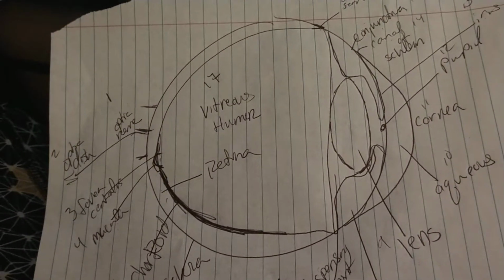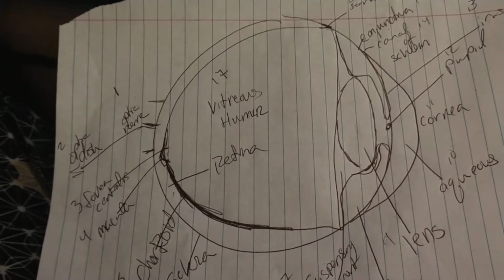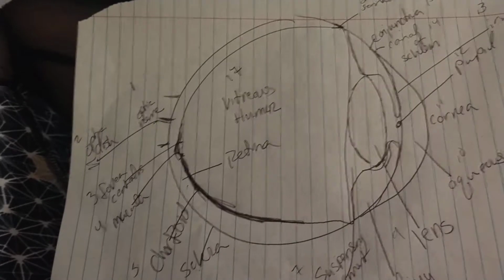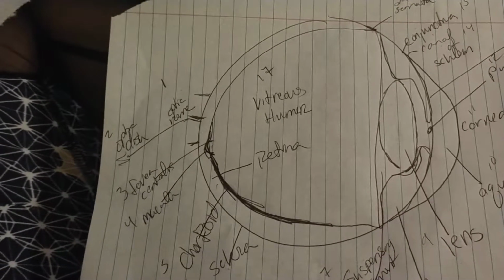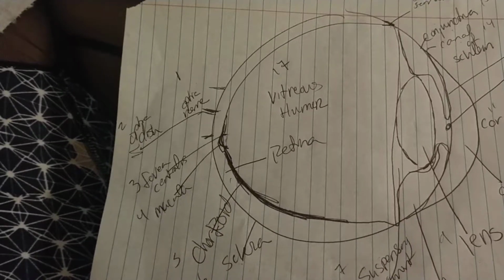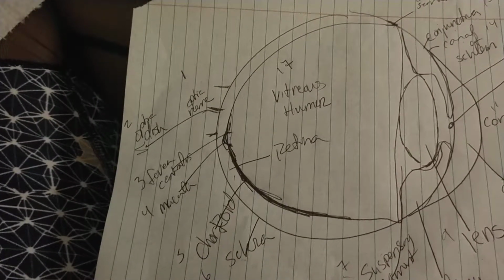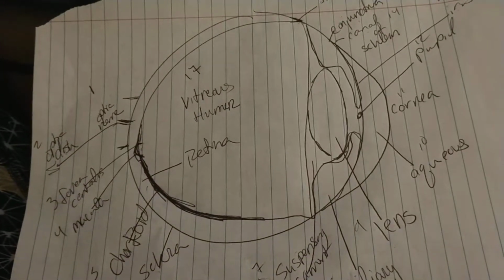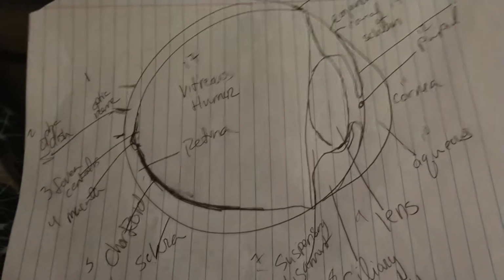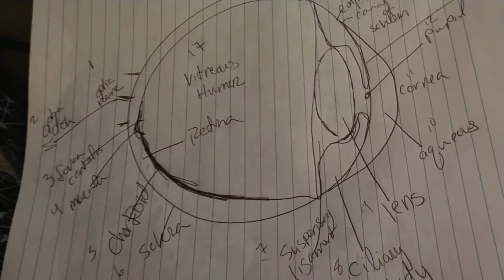The next section is the optic disc, and the optic disc is ultimately a blind spot for us. It doesn't have any cones or rods, which we need in order to see, so it is the blind spot of the eye.